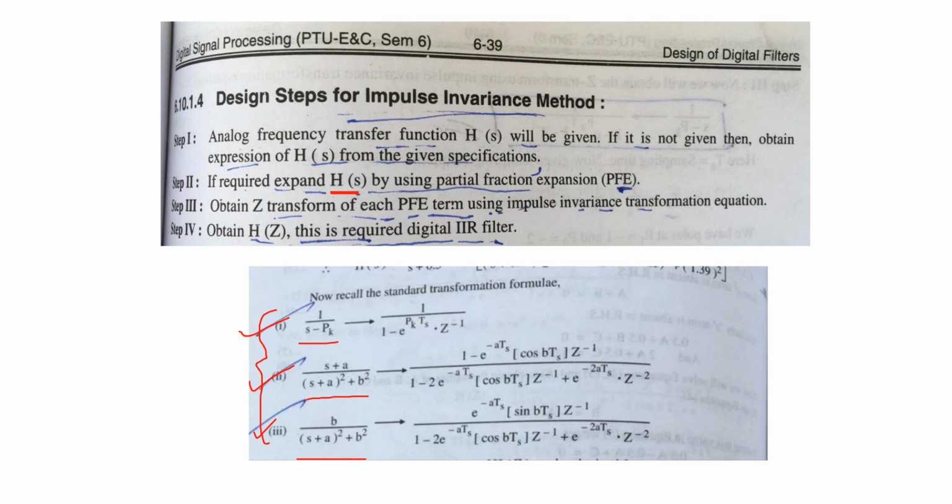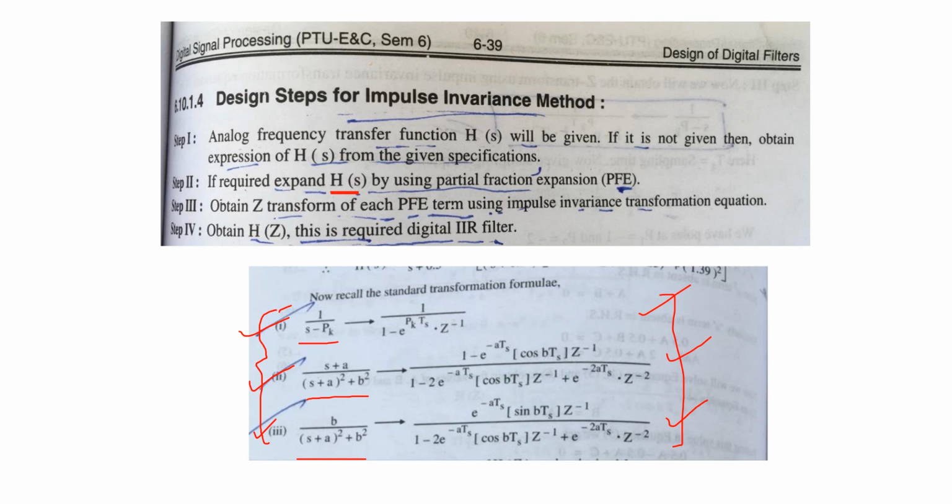The third step is obtain z transform of each partial fraction expansion term using impulse invariance transformation equation. These are the impulse invariance transformation equations. If H(s) is in this form, then obtain z transform using these three equations. Only these three equations are used to do the numericals of impulse invariance method. Step 4 is obtain H(z). This is the required design of IIR filter.